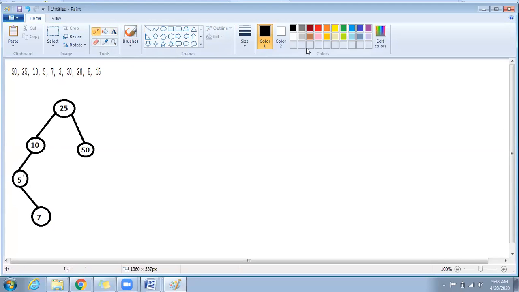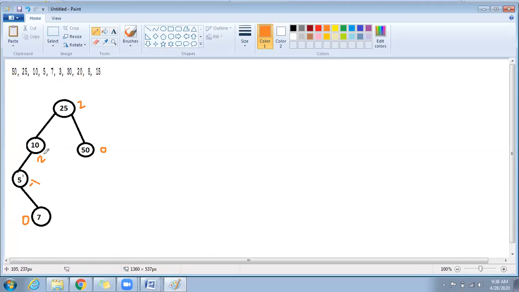What about this node? What about height balance for 7? 0. What about height balancing factor for 5? 0. What about 1? -1. What about 2? It is 2. What about 50? 0. What about 25? This is 2. Correct.